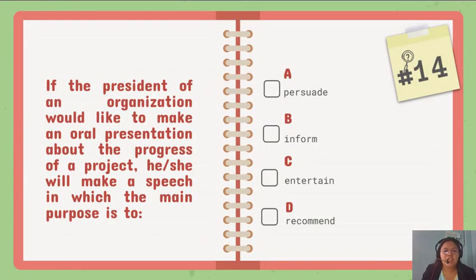Number 14. If the president of an organization would like to make an oral presentation about the progress of a project, he or she will make a speech in which the main purpose is to A. Persuade, B. Inform, C. Entertain, D. Recommend. The correct answer is B. Data is intended to be presented in the given situation. Thus, the purpose of the presenter, which is the president of the organization, is to inform his or her audience.